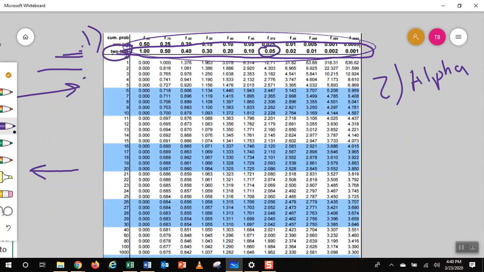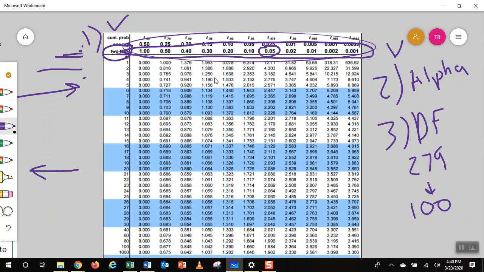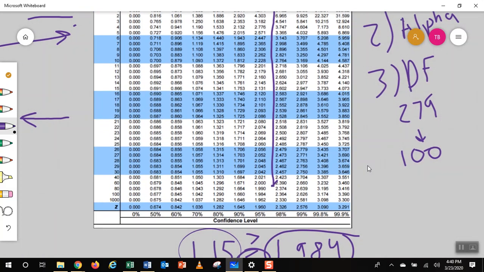So we know step 1 is one or two-tailed. Step 2 is what the alpha is. And then step 3 is your degrees of freedom. In this case, it was 279, which is closer to 100 on our chart here. And you'll see it doesn't matter too much how specific you are. So basically you're going down all the way until you stop at the number where you see 100. In this case, it's 1.984.